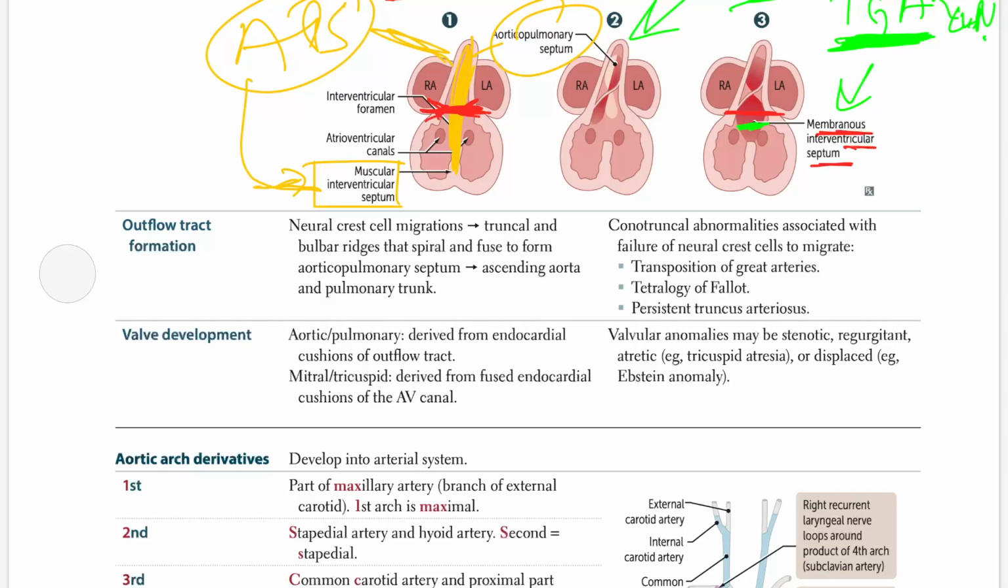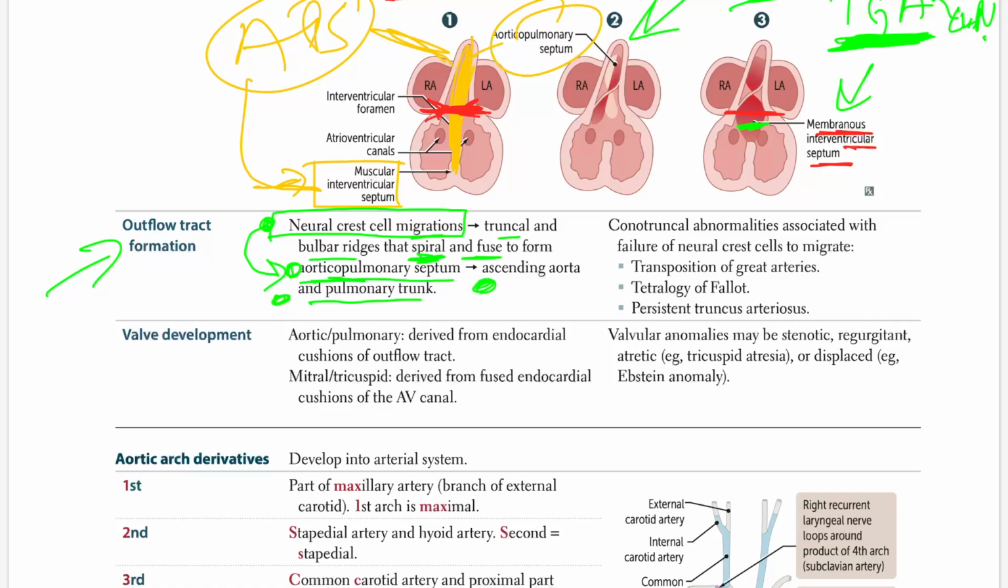Looking at the next one is the outflow tract formation. You have the neural crest cell migration, which leads to truncal and bulbar ridges that spiral and fuse to form the aorticopulmonary septum, which leads to the ascending aorta and pulmonary trunk. Again, which cell has to migrate to form that aorticopulmonary septum? Neural crest cells will migrate, cause the spiraling and fusion of the aorticopulmonary septum, right? And that's important. Neural crest cells for the aorticopulmonary septum, leading to formation of eventually the ascending aorta and the pulmonary trunk, high yield.